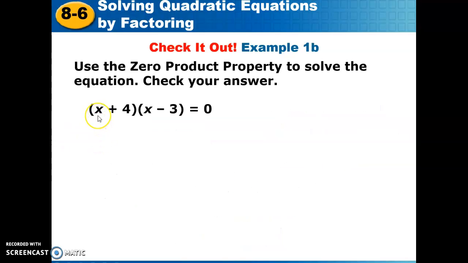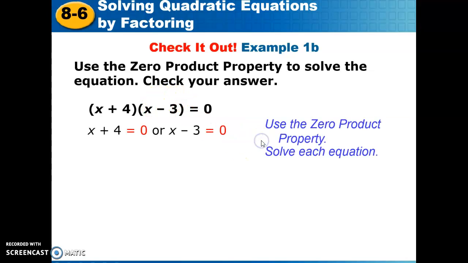Let's do this one really quick, without even setting it up algebraically. I have x plus 4 times x minus 3, and that's equal to 0. Take the opposite of this, which is negative 4. Take the opposite of this, which is positive 3. Our answers are x equals negative 4 or x equals 3.